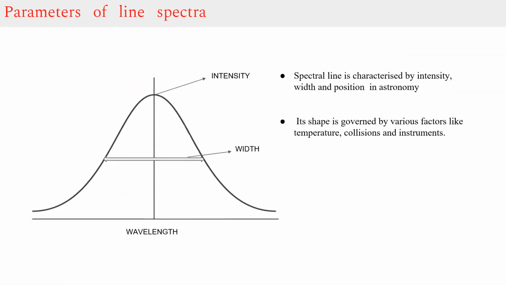Now I will discuss the parameters of line spectra. Here we can see a Gaussian distribution that we will be fitting across the spectral line. The intensity shows the peak intensity of our spectral line, and the width corresponds to the line width associated with the spectra. It is centered around the central wavelength. These are the important parameters associated with any spectra. Now we will discuss the data analysis part.